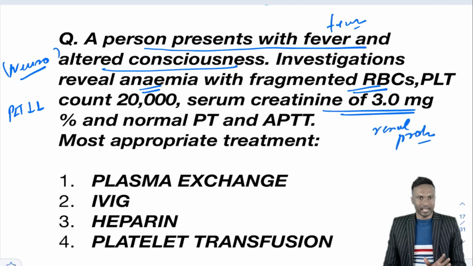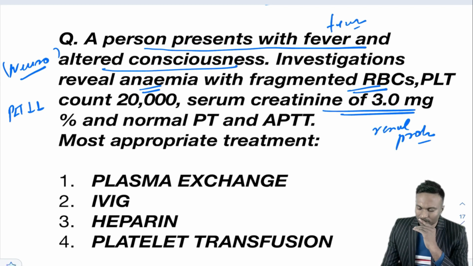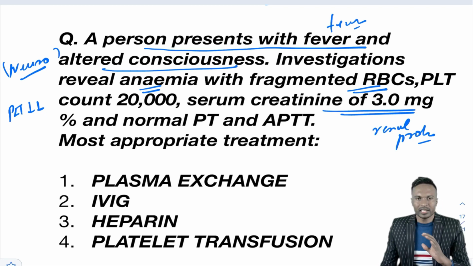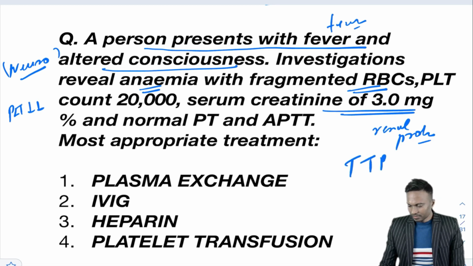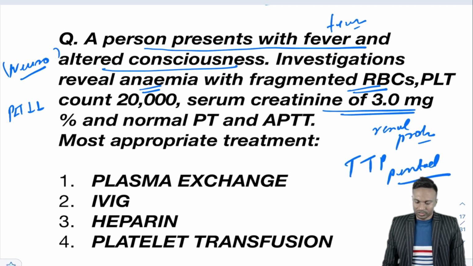So there is a pentad. We will come to that pentad later. So a person is suffering from fever and there is also neurological involvement, that is altered consciousness. So what you guys are seeing, that there are 5 features: altered consciousness, you have fever, you have thrombocytopenia, you have anemia, and you have altered renal function. So TTP has a pentad. But the question has not asked about the diagnosis, about the treatment.